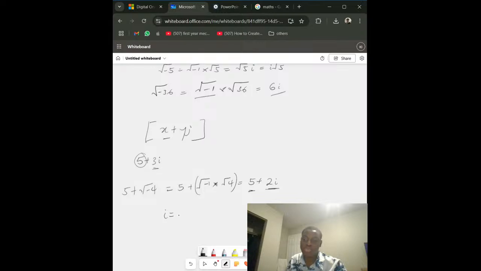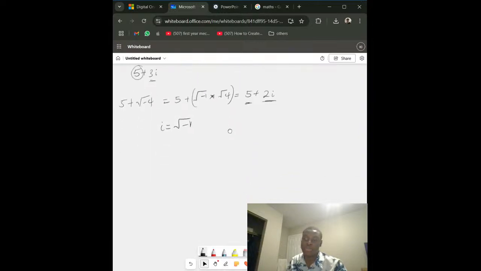Before we go there though, now remember where I said i is equal to root minus 1. Now this is a very important equation. If i equals root minus 1, remember imaginary number, root minus 1, imaginary, all the same thing. Now if i equals root minus 1, we could actually find some indices of i. So if i is equal to root minus 1, what will i square be? That's i times i. What will i cube be? Then what will i raised to the power 4 be? Very important things to find out.